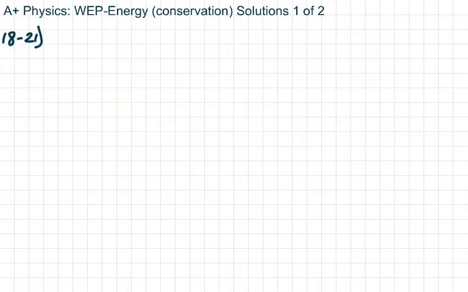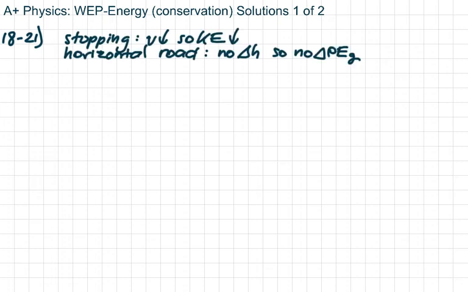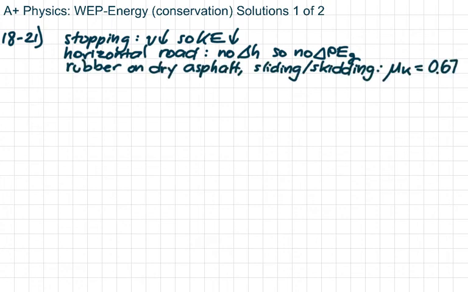Next. All right, so we have a bank of problems, 18 through 21. So we have a driver in a car making an emergency stop on a straight horizontal road. So if it's stopping, I know the speed is going down, and it's a horizontal road, so there's no change in height. All right, so kinetic energy is going down, but the gravitational potential energy is constant because the height hasn't changed. I see rubber on dry asphalt. The car is sliding or skidding, so that rubber on dry asphalt, I remember from friction, I can look up the coefficient of kinetic or moving friction and I get a mu of 0.67. So I noted that, and that might come in handy.